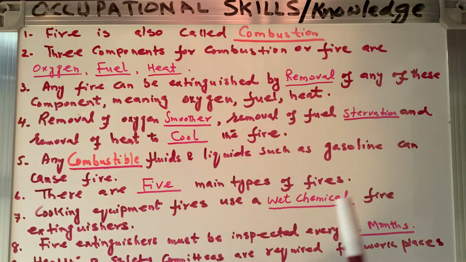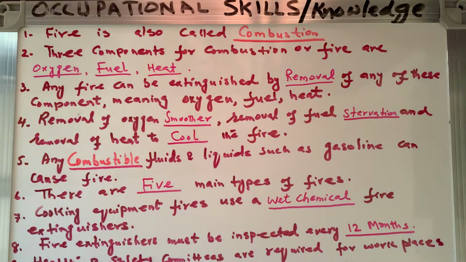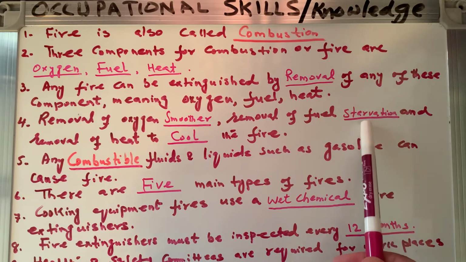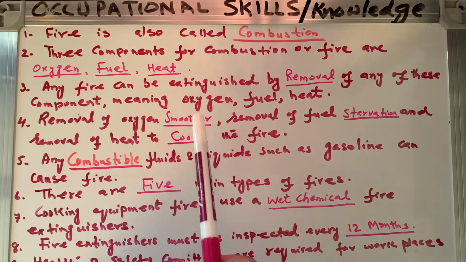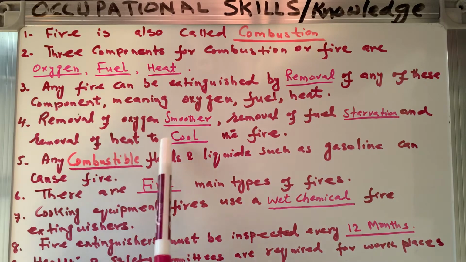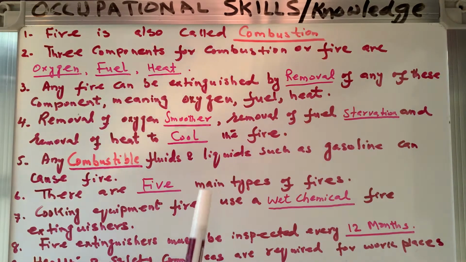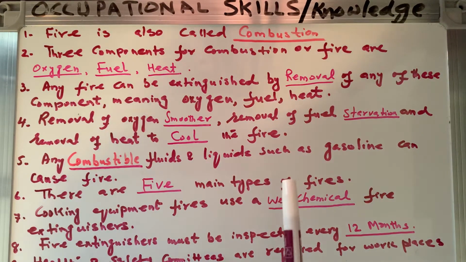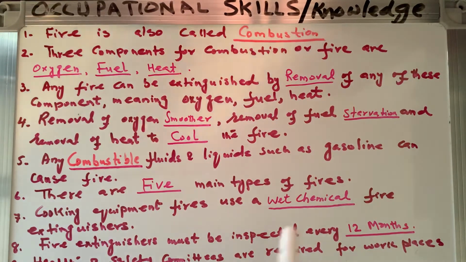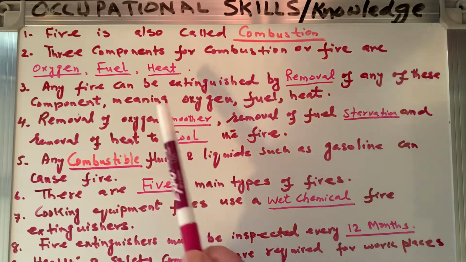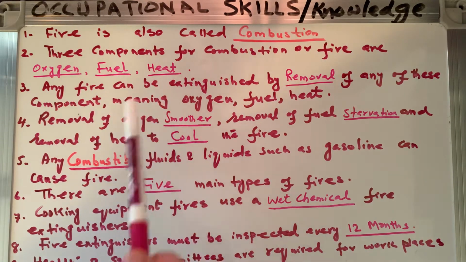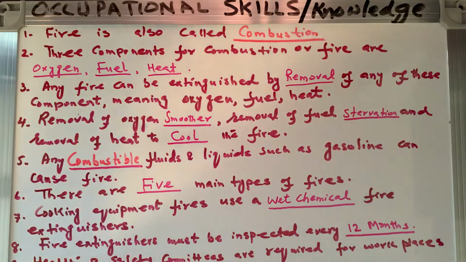Removing the fuel from the fire is called starvation. If we remove oxygen, that will also put down the fire; it will be smothered and then it will be gone. Removal of heat can cool the fire. So these are the three terms used in fire hazards: starvation, cooling, and smothering. Remember the three components: oxygen, fuel, and heat.